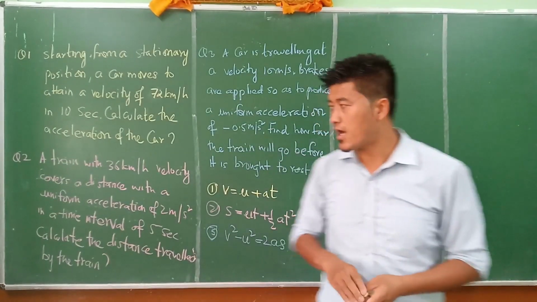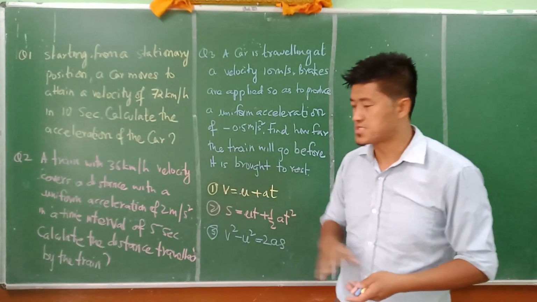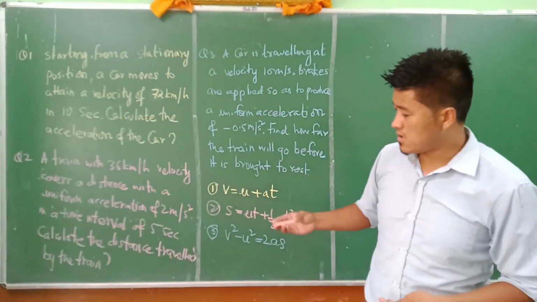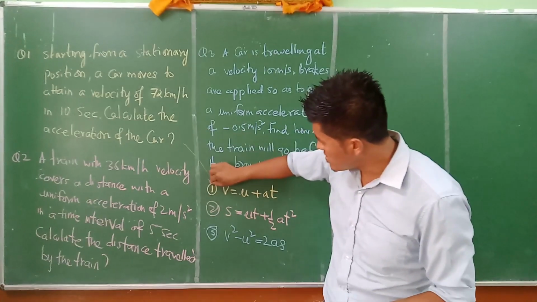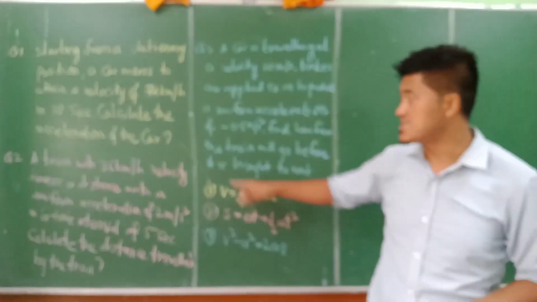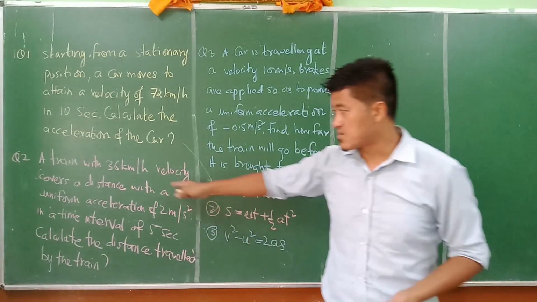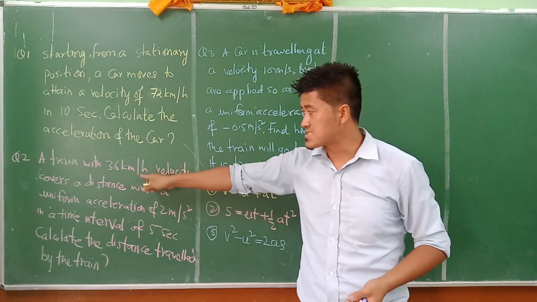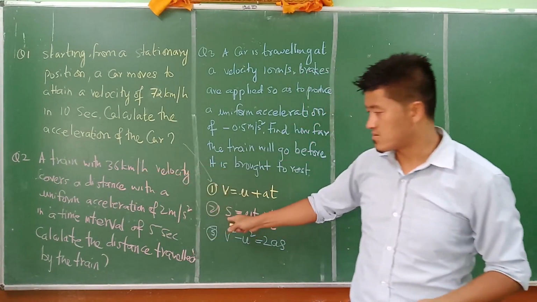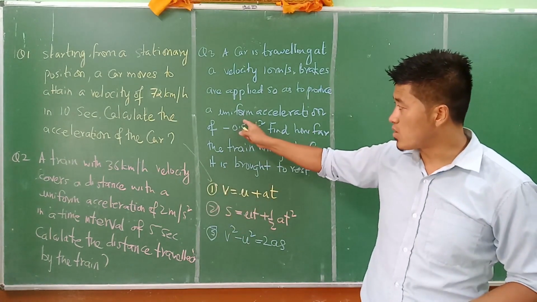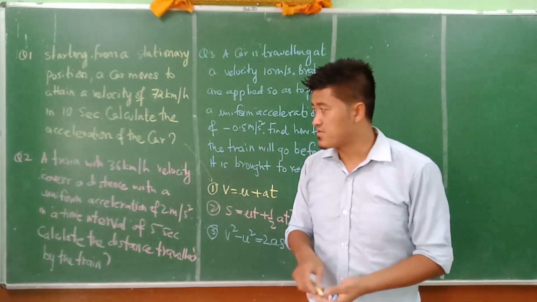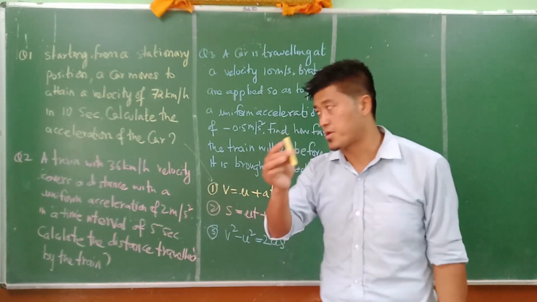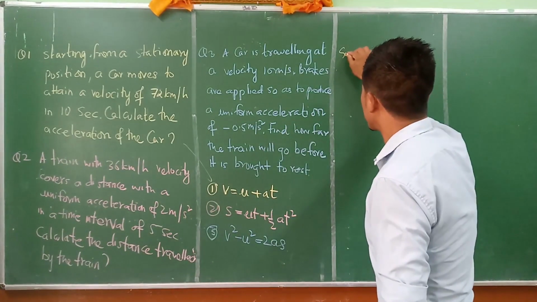So today I brought three questions here. For the first question, the yellow one, I'm going to use this formula here, v is equal to u plus at. The second one, a train with 36 kilometers, uses this formula here. And the third one, the blue one, uses the blue formula here. So let us proceed with the first one, and I'm going to solve it with the yellow chalk. So the solution here, I'm going to write it.